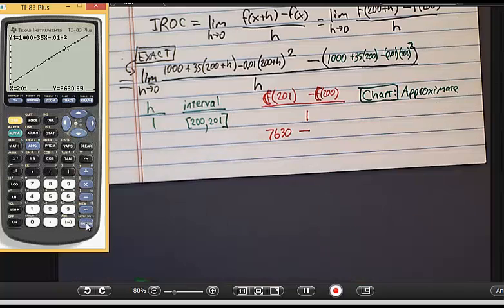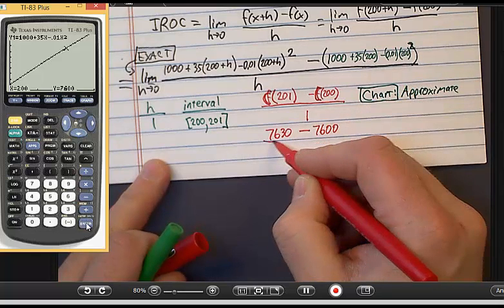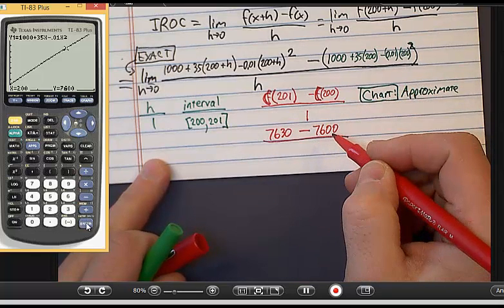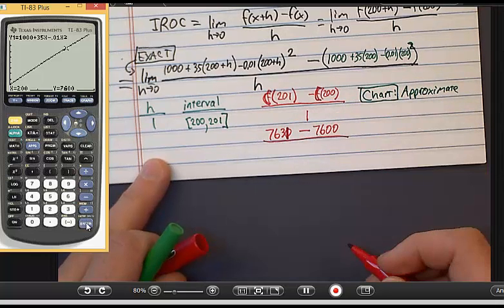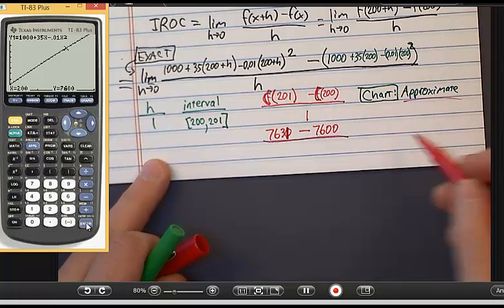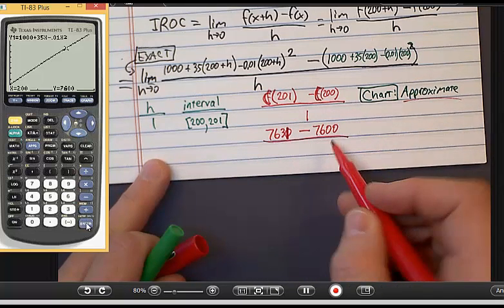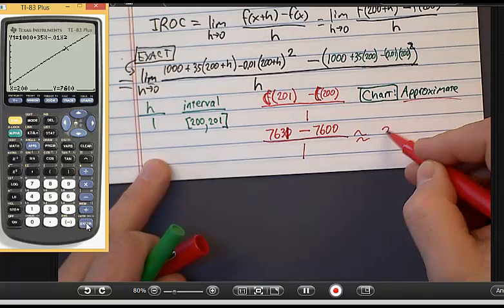And now 200. Let me type that in. What do we got? 7,600. Oh, that's easy. Even I can do that. 7630 should have a .99. What's that mean, 0.99? It means it's about, how about I put 7631? Because again, I said approximate, right? So 7631 minus 7,600 over 1, that's approximately 31.